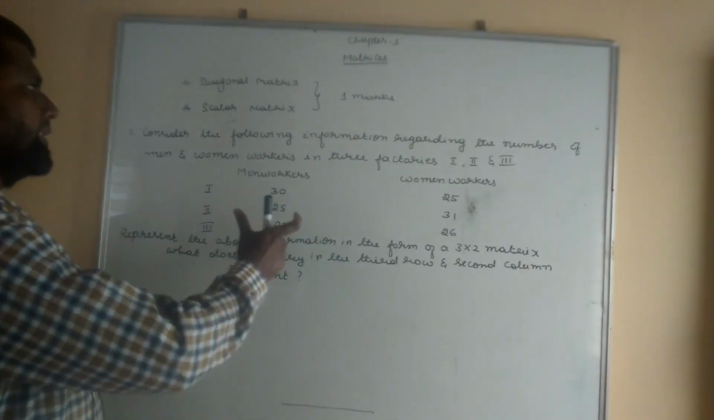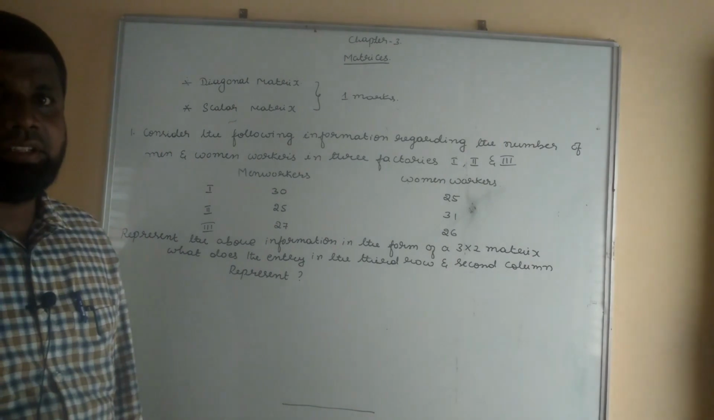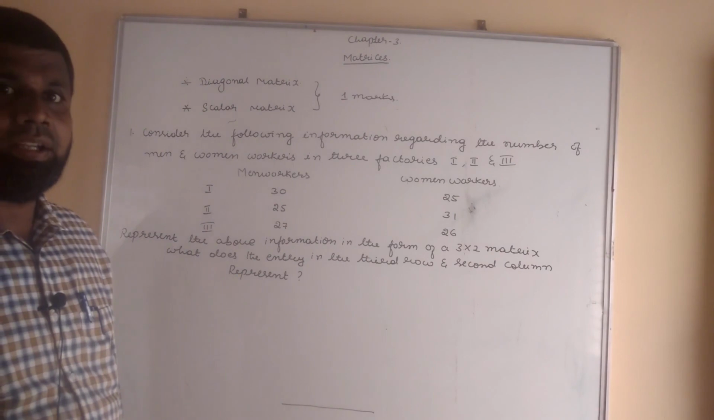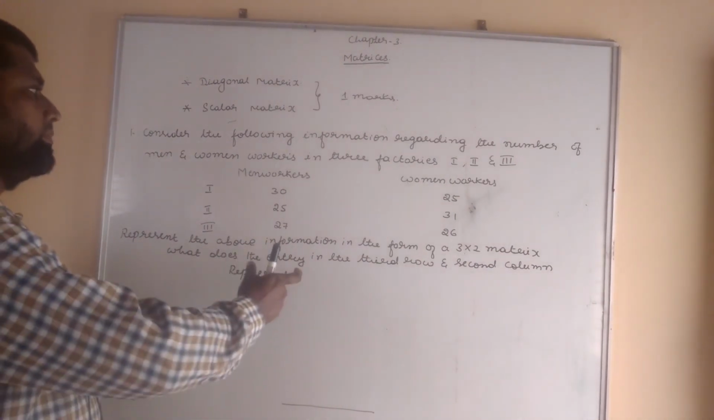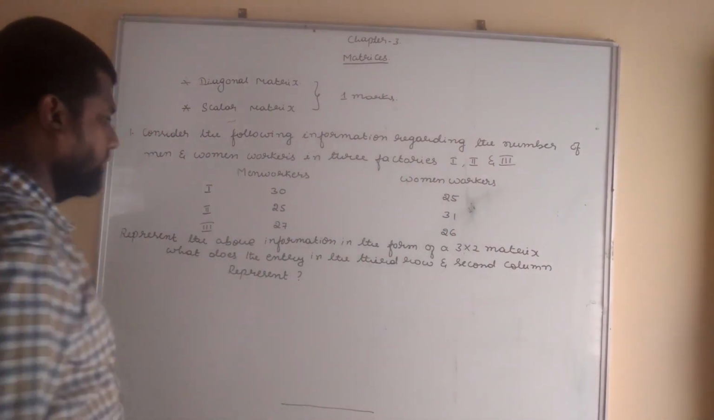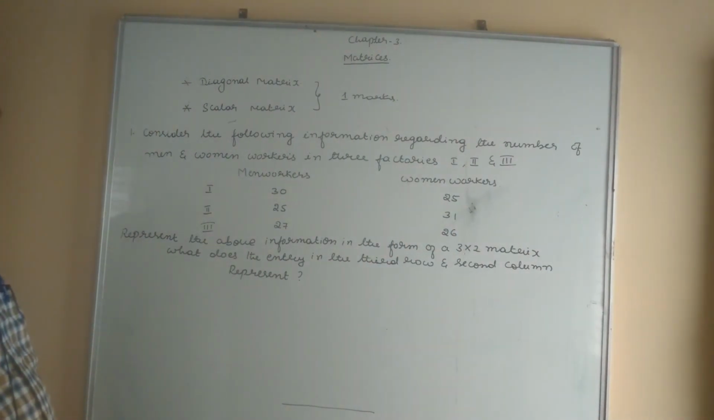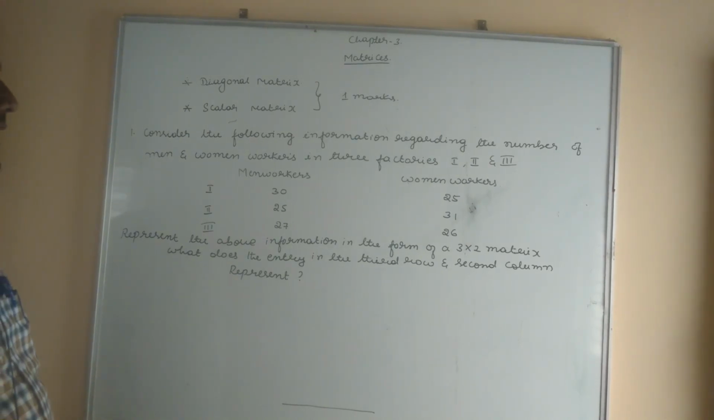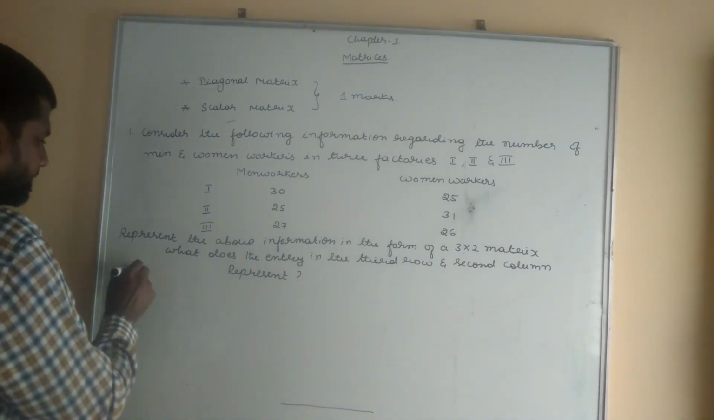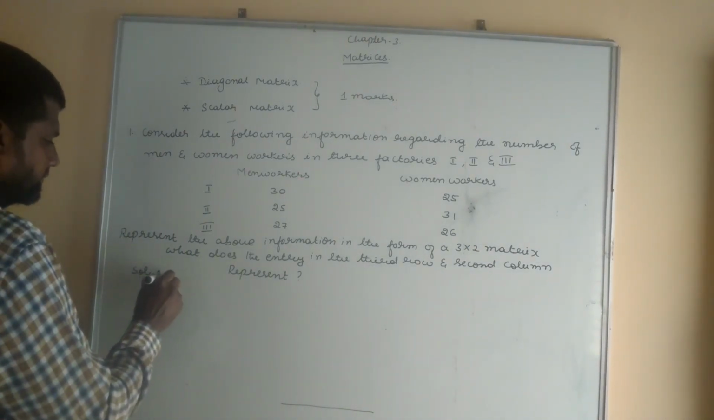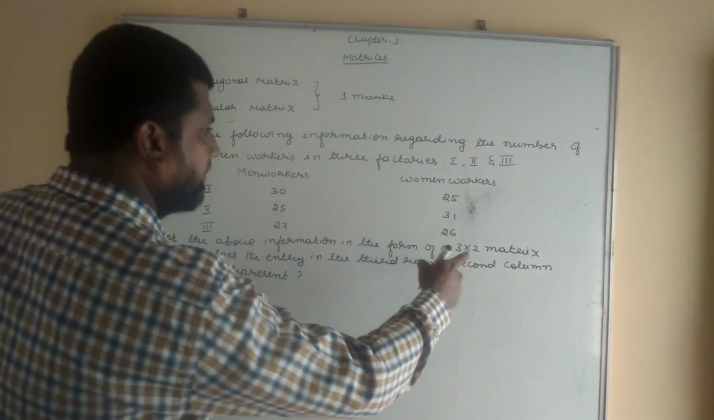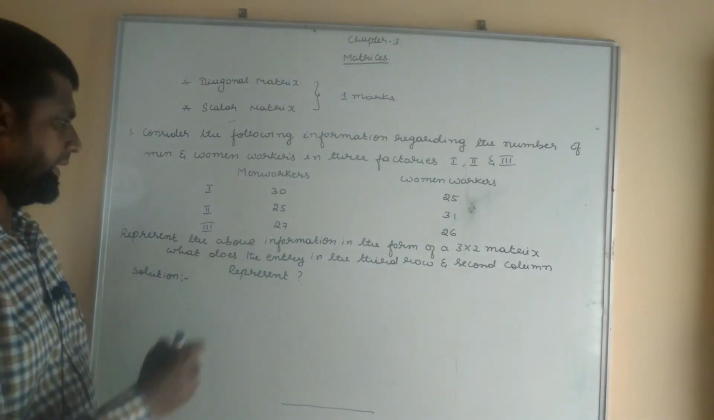So in this problem he has given the workers. I already explained the example of Radha by taking notebooks and pens. Same type of problem, but he has mentioned in this question men workers and women workers. And he has given the order of the matrix, you have to represent it in that order. So let us solve this. Represent the above information in the form of the 3x2 matrix.